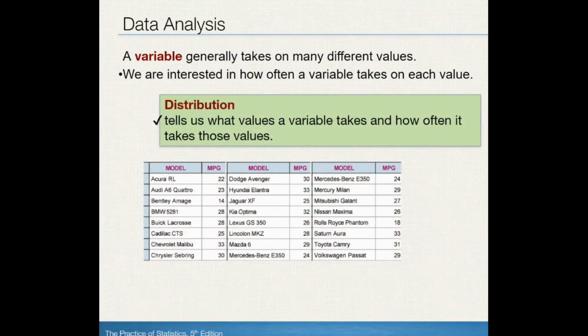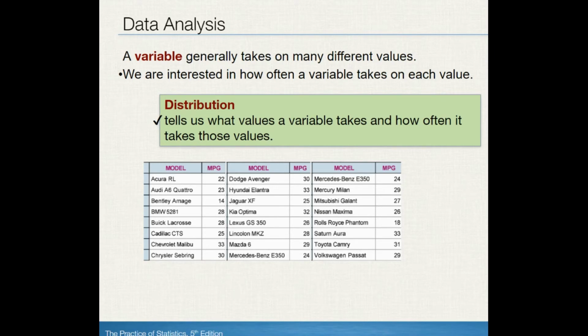So distribution tells us what values a variable takes and how often it takes those values. Notice here's a list of cars with miles per gallon, and it could make sense to average all those miles per gallon. So that is numerical data. However, we could categorize these cars as sedans or pickup trucks or sports cars. So those would be categorical variables.